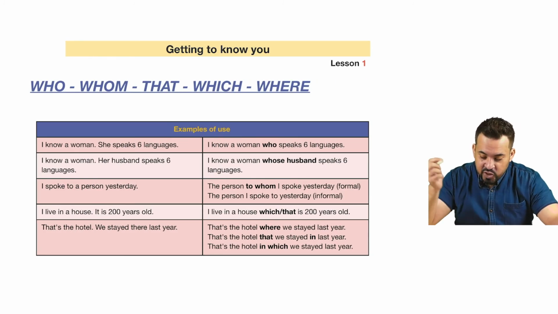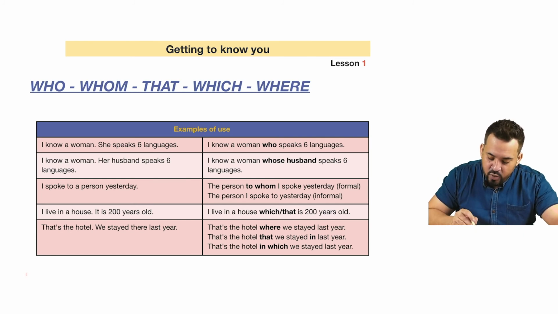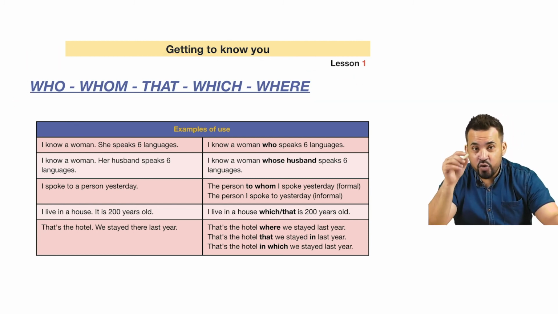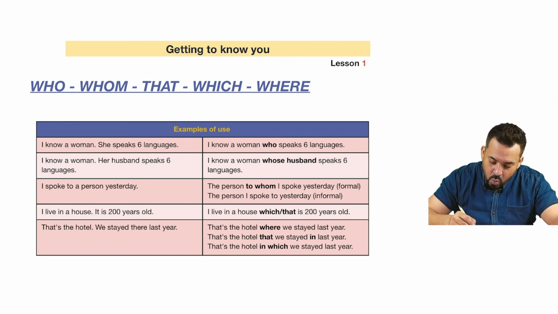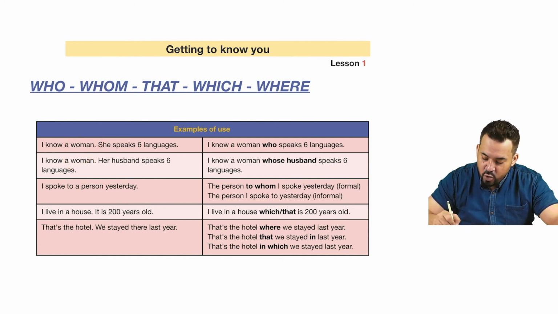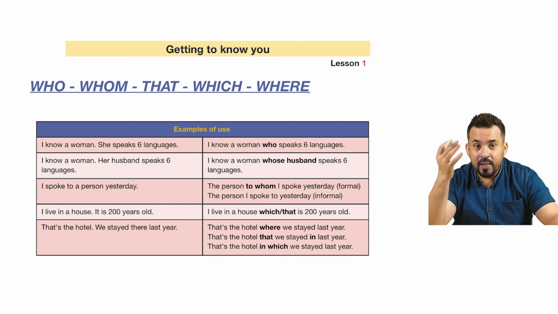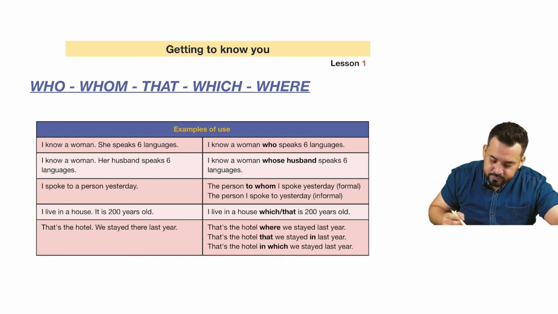All right, so let's take a look at some examples. I know a woman, she speaks 6 languages. So which one of these are we going to use here? We can use who, because we're talking about a woman. So we will say, I know a woman who speaks 6 languages. Don't forget the S, because we're talking about one woman, single, and speak is a present simple.